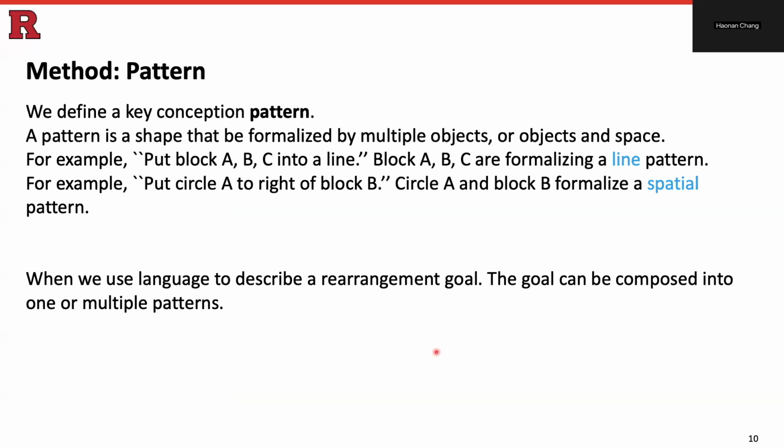We need to define a key concept here, pattern, for better understanding of the following detailed method. So a pattern here is a shape that can be formalized by multiple objects or between objects and spaces. For example, put blocks A, B, C into a line. So here, blocks A, B, C are forming a line pattern. Another example is put circle A to the right side of block B. So circle A and block B form a spatial pattern.